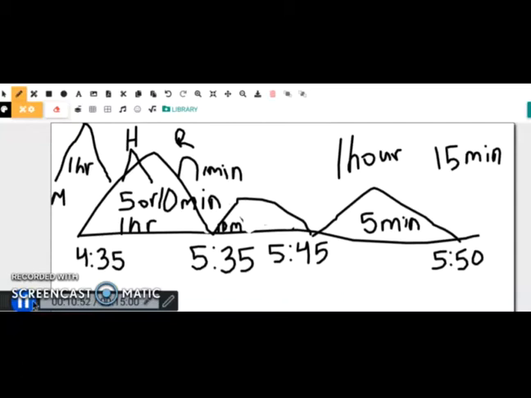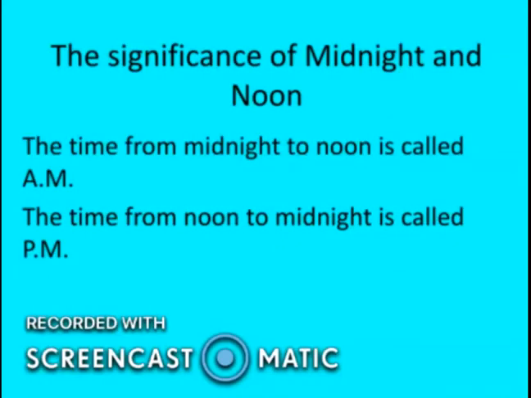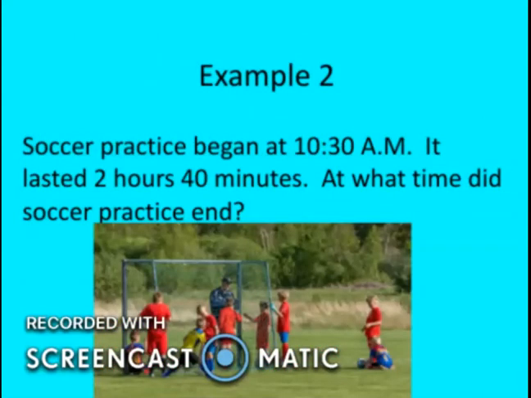and then I go down to the 1 minutes. I want to quickly remind you the significance of midnight and noon. Now remember, the time from midnight to noon is called AM, and the time from noon to midnight is called PM. So keep that in mind as we're working through these problems, because that's still a significant part of telling time.